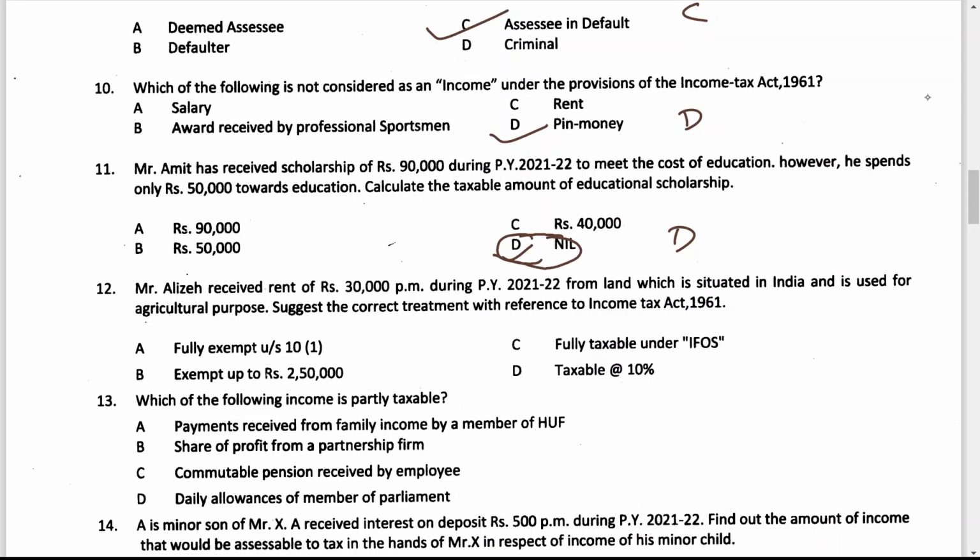This is the point of exempted income, in which we had discussed first section 10 subsection 1, agricultural income in India. So that means what? Here 30,000 per month he is receiving in 21-22 from the land which is situated in India and is used for agricultural purpose also. So in that case, whole income, whatever he is generating from it, is fully exempt under section 10 subsection 1. So it is a point of exempted income.